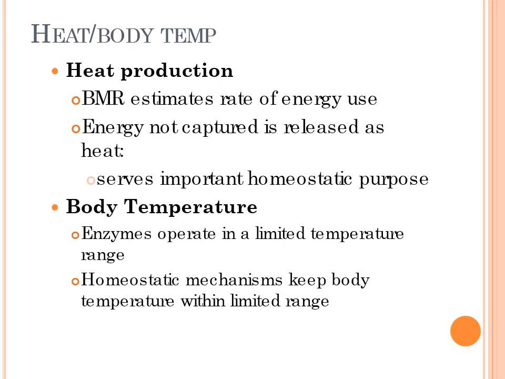One of the main important things in our body is temperature regulation. Your basal metabolic rate is an estimate of the amount of energy that you use on a daily basis. Any energy that is not recaptured is going to be released as heat from the body, and this is how we adjust our homeostatic mechanism of thermal regulation. Enzymes operate in a very limited temperature range within your body. So if your body is too hot or too cold, your enzymes are going to stop functioning, which means most of the vital processes in your body are going to cease.